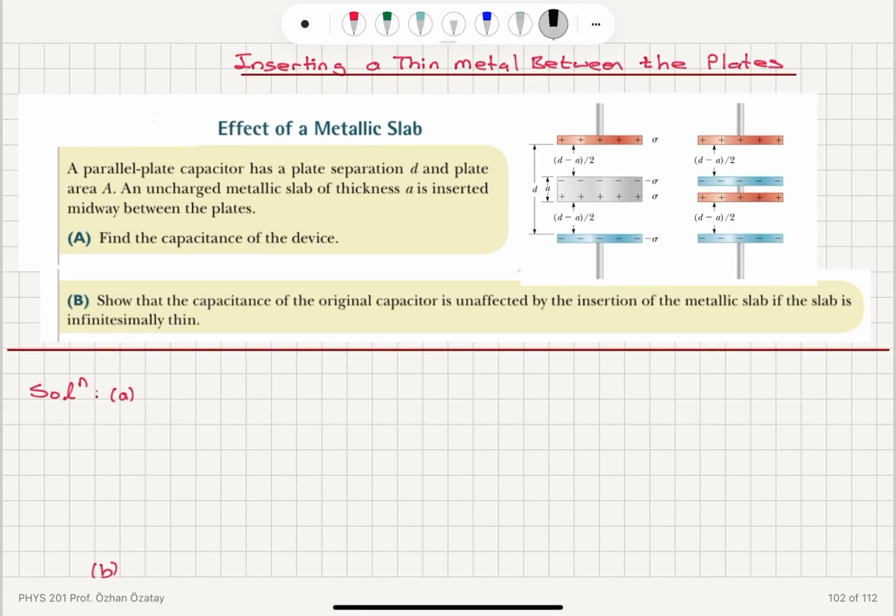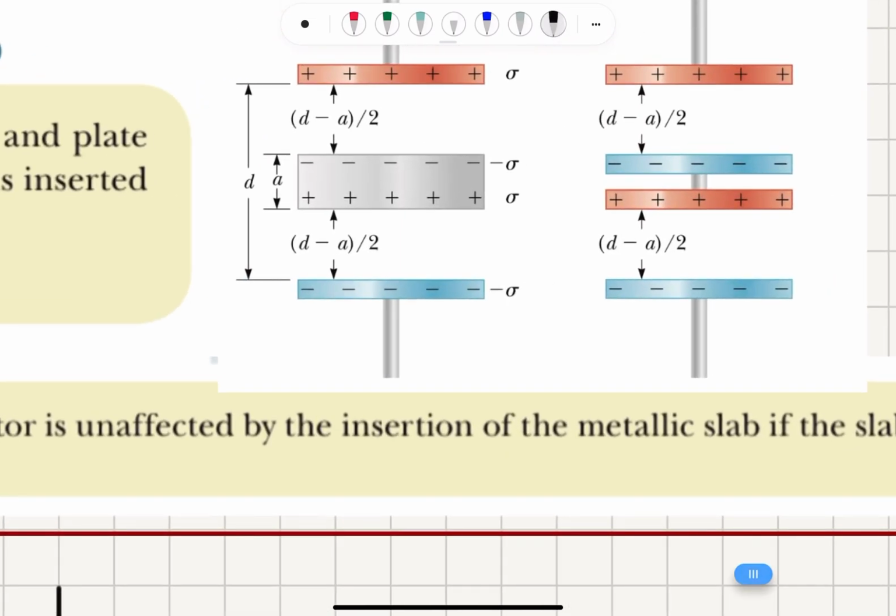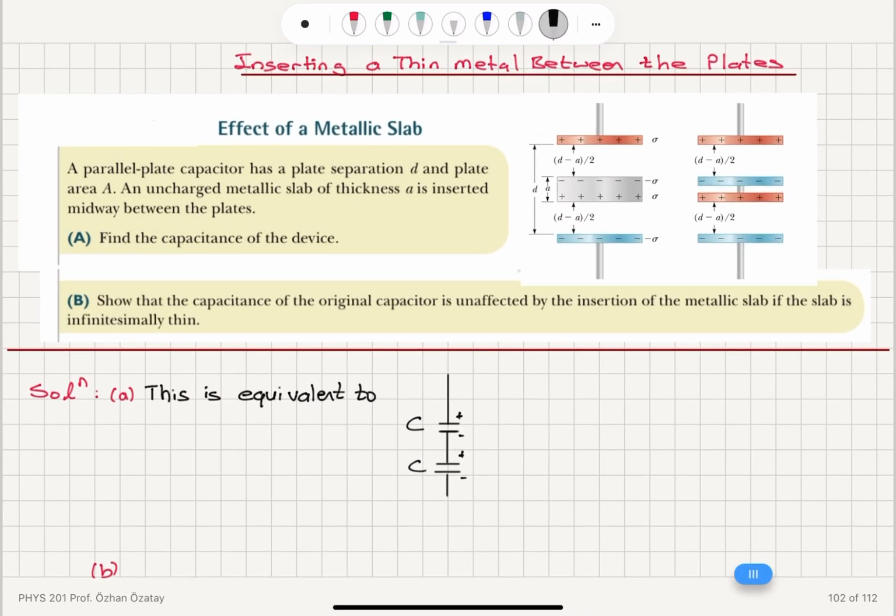So this configuration is equivalent to the following circuit. I have a capacitor with capacitance C connected in series with another parallel plate capacitor with capacitance C. There's a positive charge on this plate, negative charge on this plate, positive charge and negative charge on this plate. So you can see these are two capacitors with plate separation (D minus a) over 2, in series.